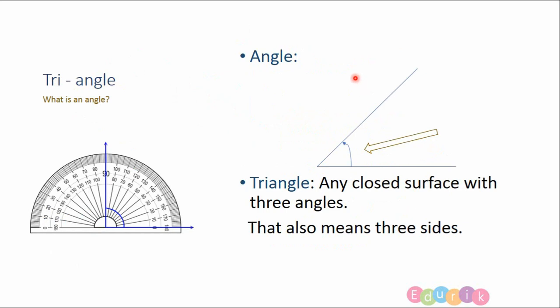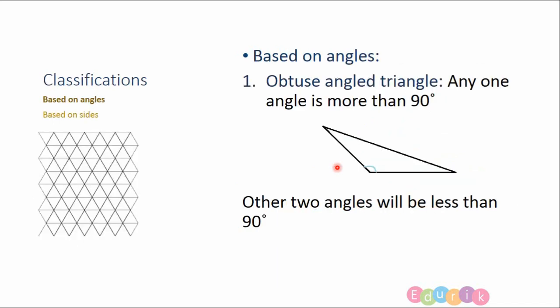What is a triangle? Now a triangle is any closed surface which has three angles or three sides. Now I hope you understand what an angle is. An angle is this quantity enclosed between any two lines. So now that we know what a triangle is, let us know about some different kinds of triangles.